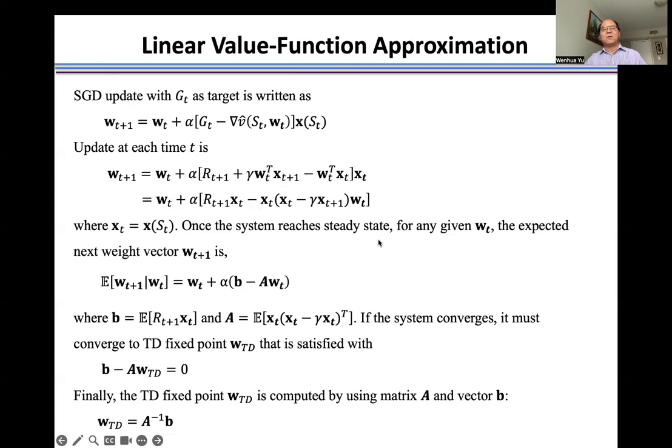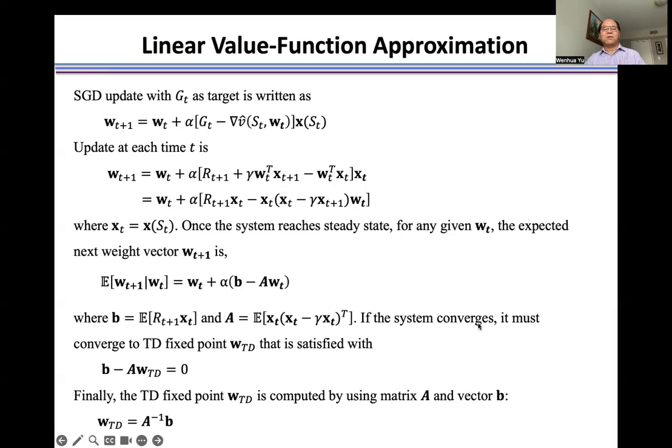Once the system reaches the steady state for any W_t, then we can calculate the expected next weight vector W at time step t plus 1. Then we compare this formulation with this one, and we find b is the expectation of R times this feature vector, and A is the expectation of this formula.